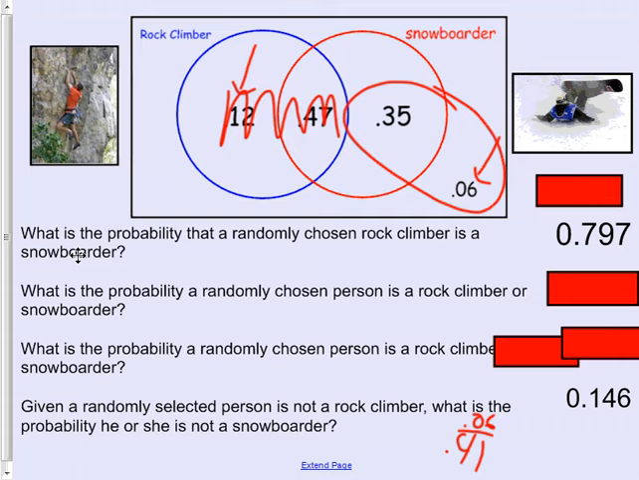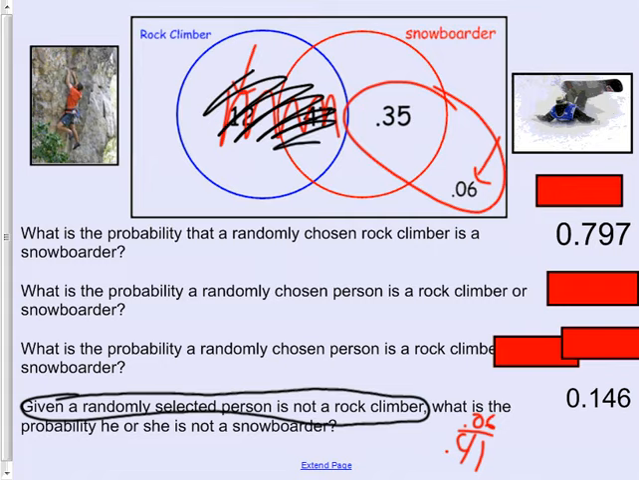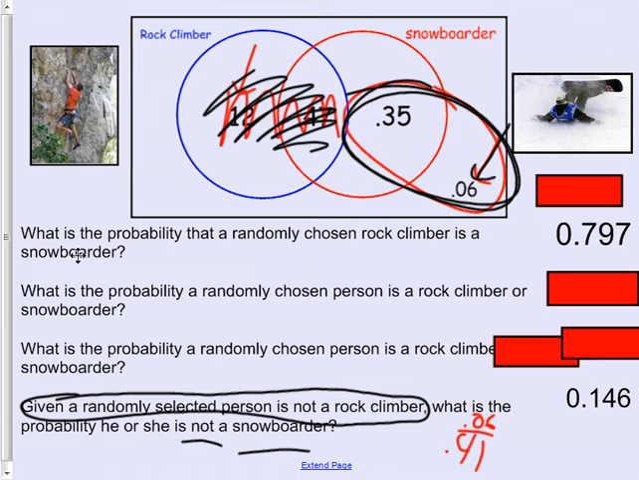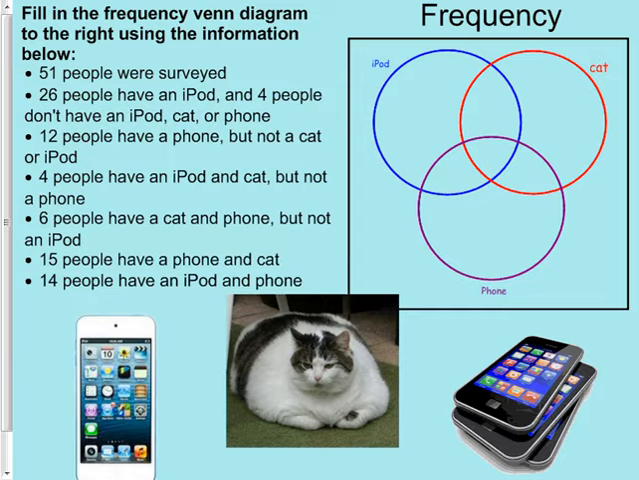Any questions on that? Sir? Given the randomly... To start with, I said, given not a rock climber. That's why we crossed off these, and those are the only ones possible. All right, then it's not a snowboarder. That's those. And that's neither snowboarder or rock climber. Right. Very good. Okay, moving on.